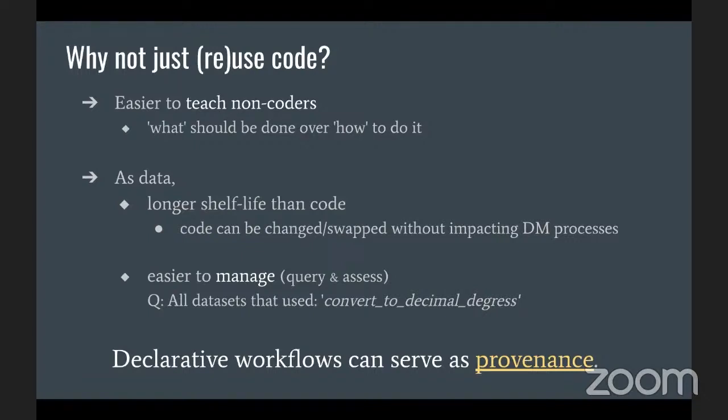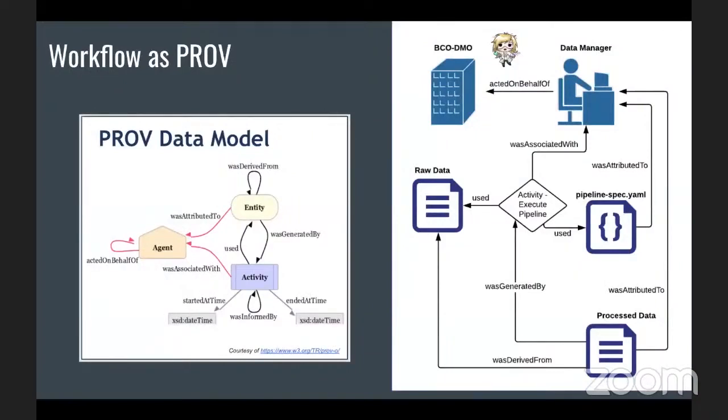And so let's say we had a particular step or process in a bunch of data sets that was wrong, or it was producing wrong values. We can query all the collective declarative workflows that we've built up and say, hey, show me all the data sets that were processed using this particular step so that we can figure out which data sets need to be corrected. And in that regard, declarative workflows can serve as provenance.